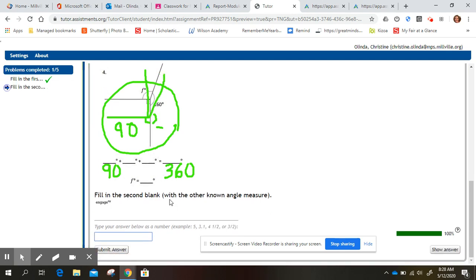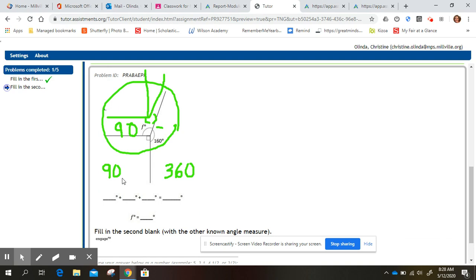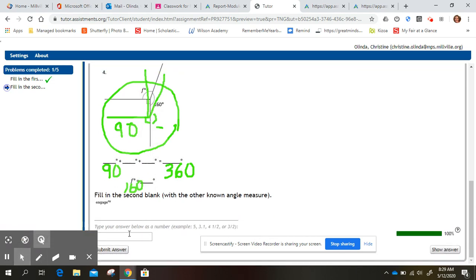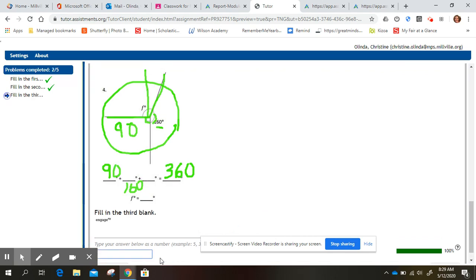Now it says fill in the second blank. So if I know that this one, well, it's a little off. I'll just erase that. Oh, I don't think I can. Okay, well, whatever. That's 90. This one has to be with the other known measure, which was 160. I'll type that in. A little glitchy today.